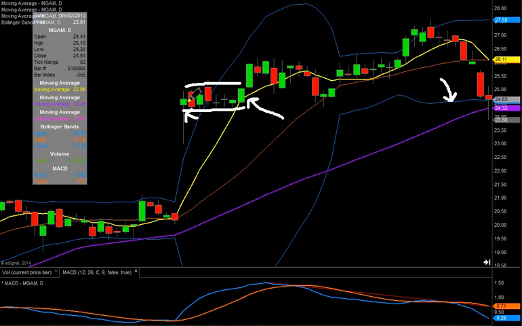So, an example there of this whole candle. Now, this certainly doesn't happen all the time, where the candle is completely outside of the upper Bollinger Band, but you can see it did return back inside, and then upwards it went from there.